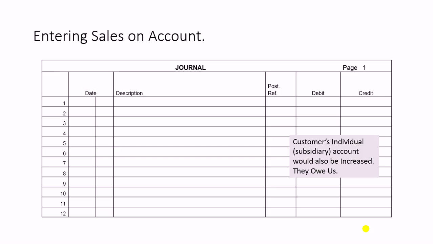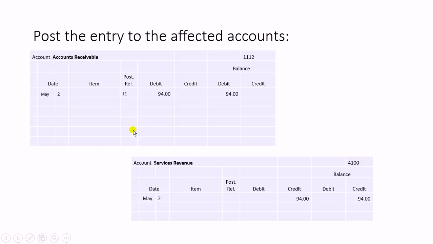The next entry, we're going to enter a sale on account. So this has to do with customers. So when we enter a sale on account, that means we are selling something to a customer and they are not paying us yet. So what account does that affect? That is going to be your accounts receivable. Note that we would also affect the customer's individual account too. So they owe us $94. And this is a service business, so service revenue would be our credited account, and that is increasing our revenue account by $94.